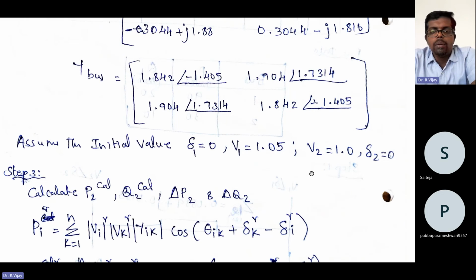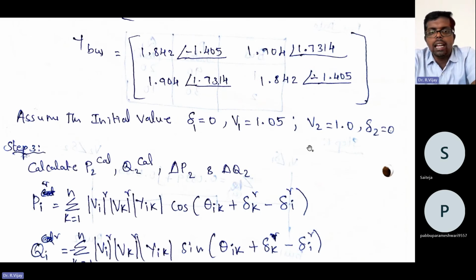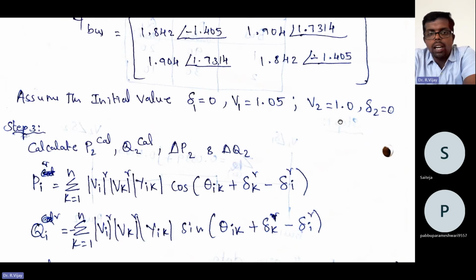Next, what is the next step? Assume the initial flat start. That is given in the problem: V1 is equal to 1.05 at the angle of 0 degrees. But V2 is not given, whether old value or new value. So as I said before, you need to start with a flat start, that is 1 at the angle of 0 degrees.